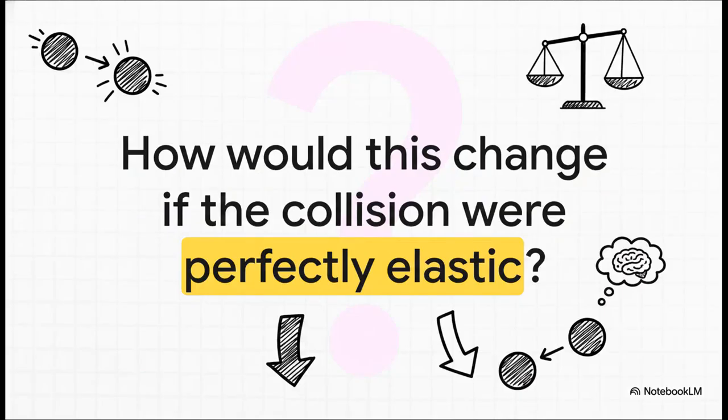And I'll leave you with a final thought to chew on. How would this entire problem be different if the collision was perfectly elastic? You know, if the particles bounced off each other like billiard balls instead of sticking together. Momentum would still be conserved, but you'd actually need a second conservation law to solve it. What do you think that would be?